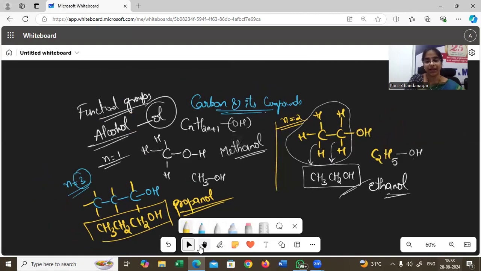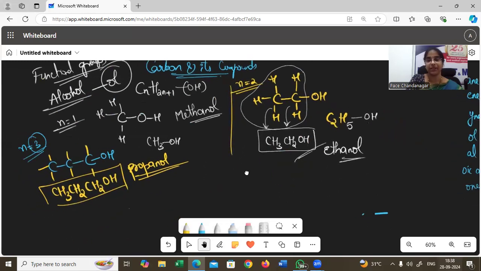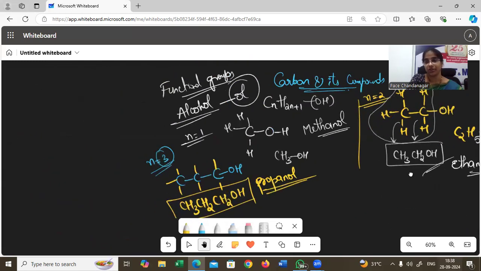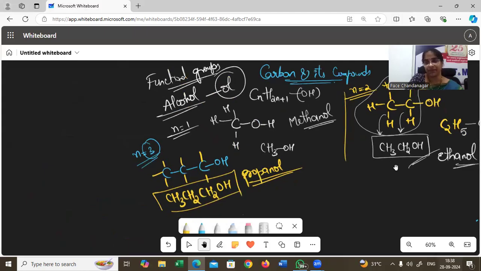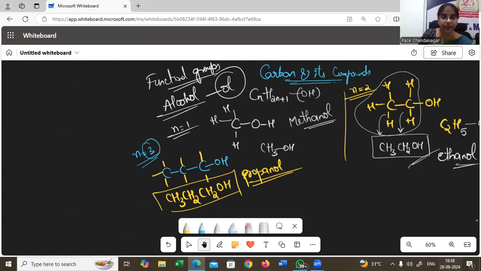So these are your direct alcohols. Let me give you some questions based on this now, to try to gauge the names for them. I'm giving you one structure here. This is 1, 2, 3, and here I put an OH.